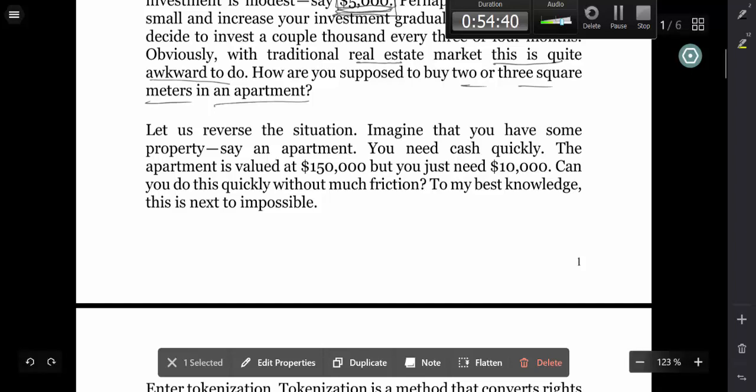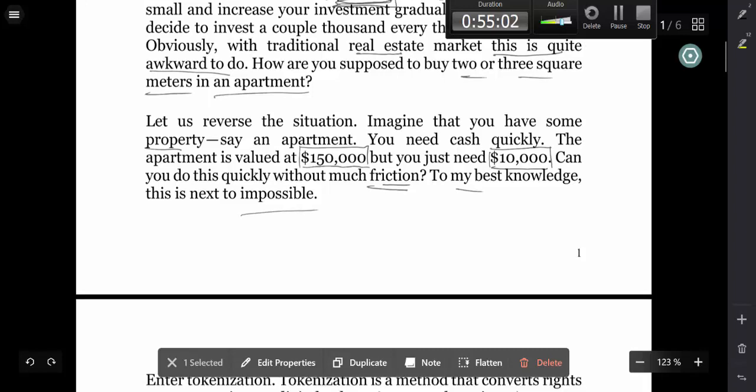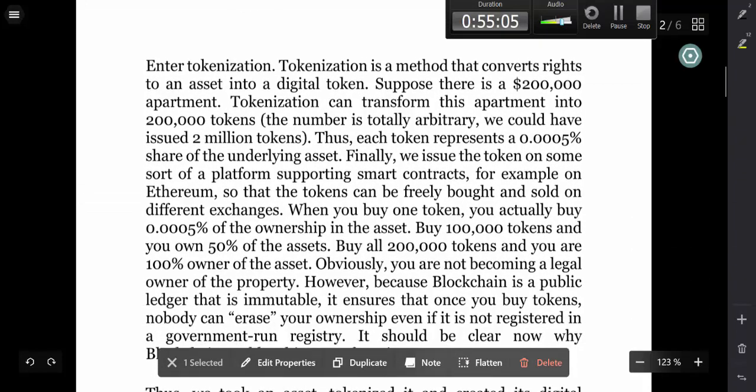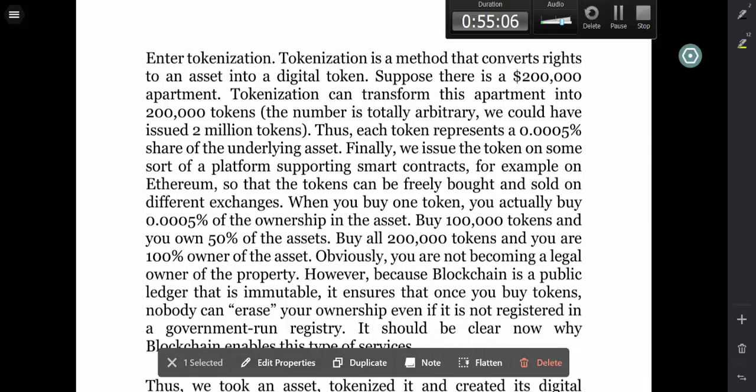So let us reverse the situation. Imagine you actually have a property yourself, and it's valued at 150,000. I suppose they mean US dollars. But for now, for some reason, you need $10,000 in a hurry. Can you do this quickly without any friction or trading costs? To my best knowledge, you can't do that. That is when tokenization might be able to help.